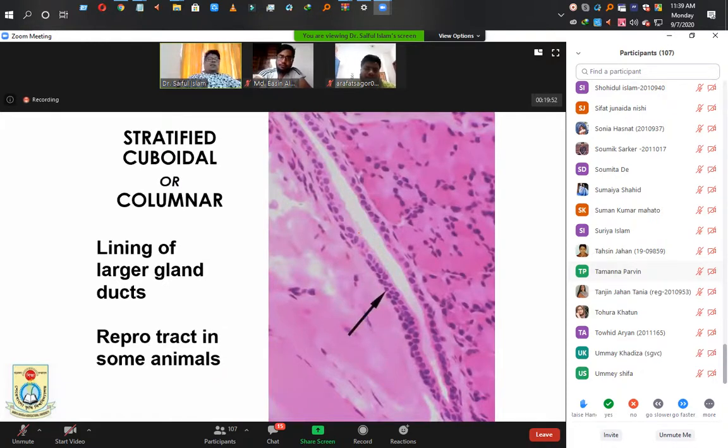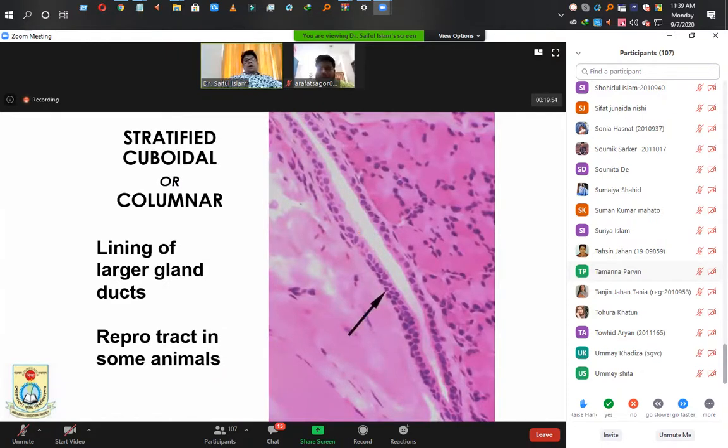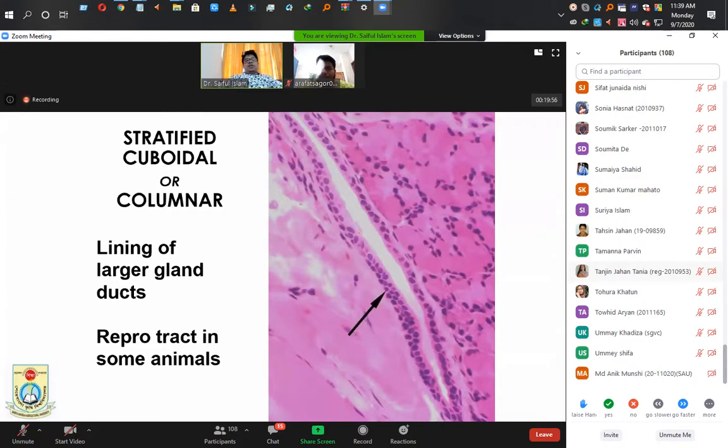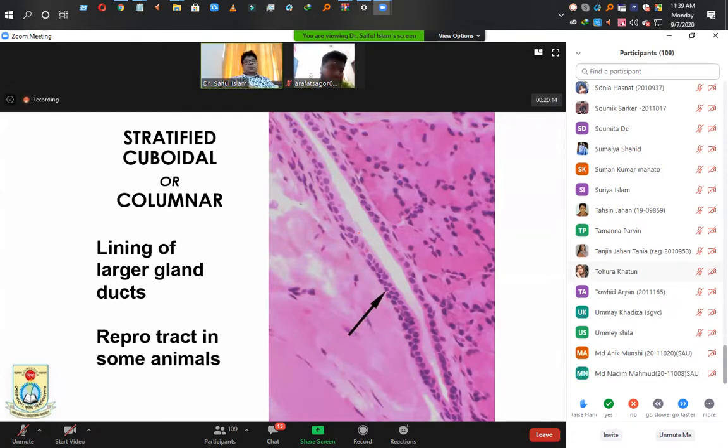And next, the stratified cuboidal or columnar. Stratified cuboidal or columnar is not like the stratified squamous. In stratified squamous, you see that there are 5 to 6 layers. But in stratified cuboidal or columnar, you will find only 2 or 3 layers. Never will you find 5 or 6 layers.